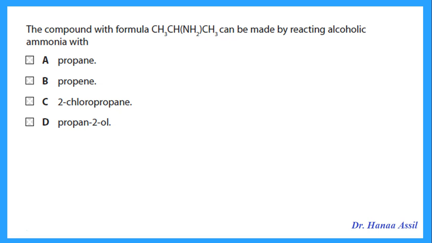The compound with this formula can be made by reacting alcoholic ammonia with what? How can I put an NH2 on a carbon? I react it with a halogenoalkane. The ammonia will react with the halogenoalkane and replace the chlorine so that I get that compound on top.